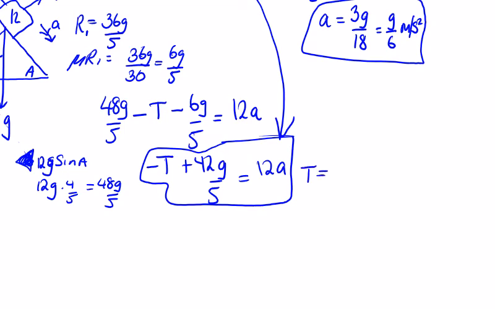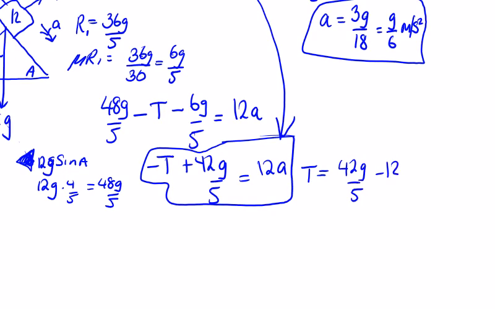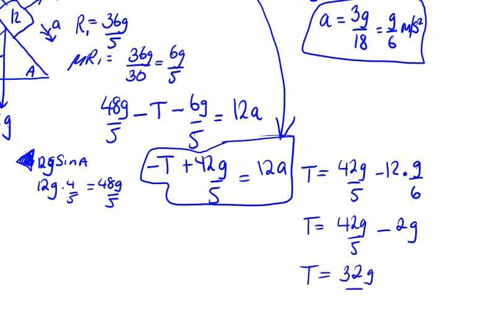T is equal to 42g over 5 minus 12 times a, which is g over 6. So T is equal to 42g over 5 minus 12g over 6, which is 2g. So that's 42g over 5 minus 10g over 5. So T is equal to 32g over 5, and that's in newtons.